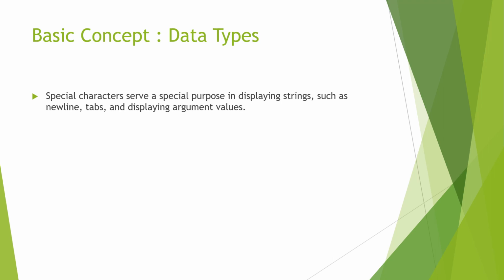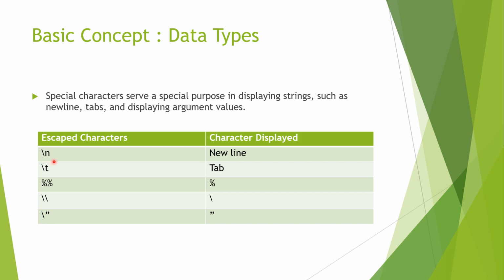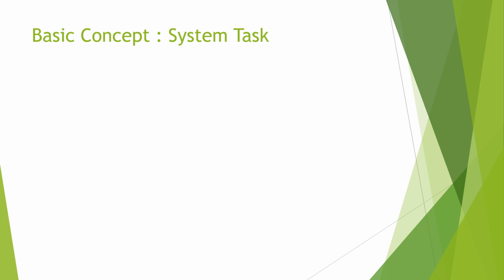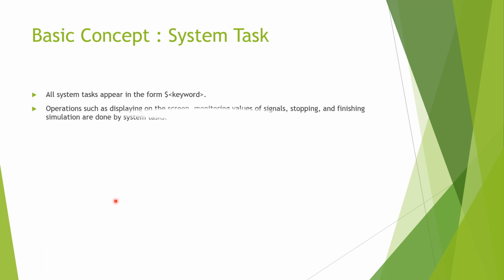Special characters serve a special purpose in displaying strings, such as new line, tabs, displaying argument values. Here \n displays the new line, \t displays the tab, % displays the percentage, \\ displays the slash, and \" displays the double quotes. Now let's come to the system tasks. All the system tasks appear in the form of a dollar sign and a keyword. Operations such as displaying on the screen, monitoring values of signals, and stopping and finishing simulations are done by system tasks. Let's see the first system task, $display.